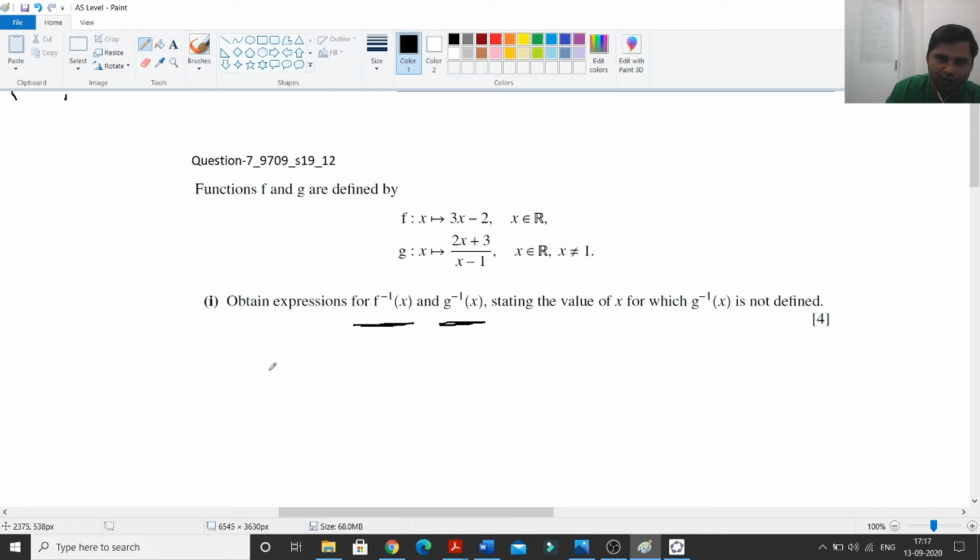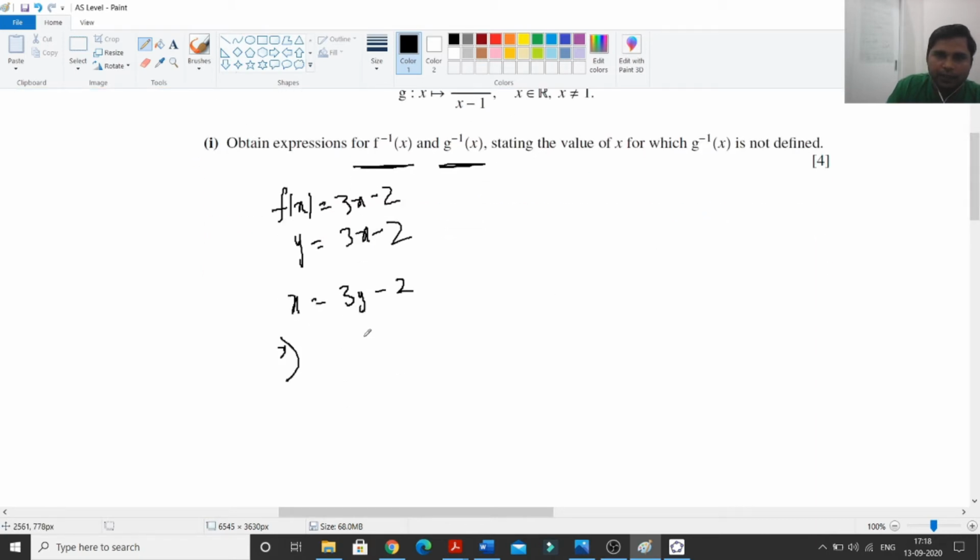So let's quickly find out f inverse x. As f(x) is 3x minus 2, we will replace f(x) with y is equal to 3x minus 2. Then interchange x with y and y with x, so x equals 3y minus 2. Then make y the subject. So you will get 3y is equal to x plus 2, y is equal to (x plus 2) divided by 3, which is f inverse x is equal to (x plus 2) divided by 3.